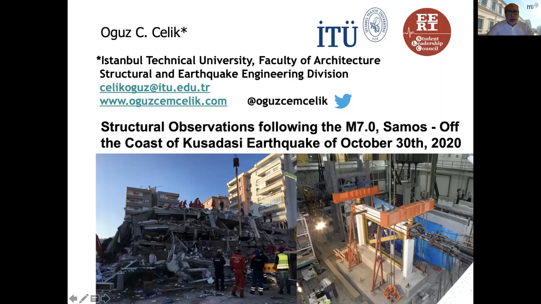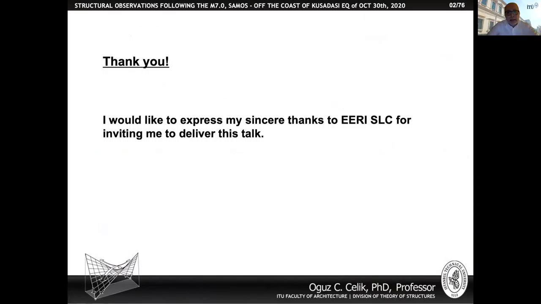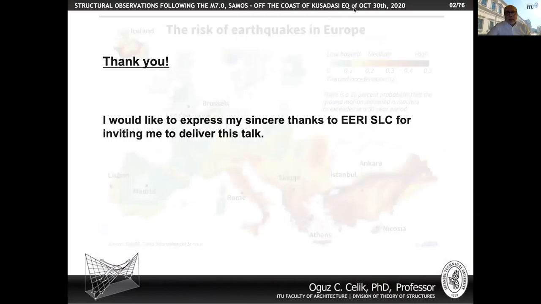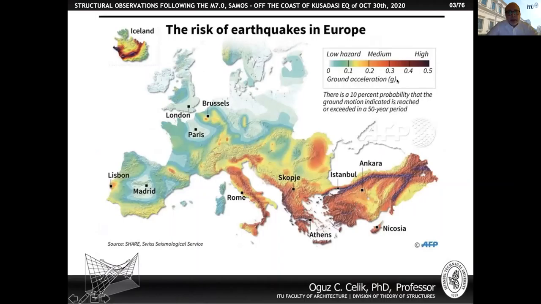Today, I would like to talk about structural observations following the 7.0 Samos, off the coast of Kuşadası earthquake of October 30th, 2020. We have two images on the slide. The left one is the collapsed, very well-known apartment building, kind of a landmark of this earthquake. And the right one is from our university lab, where we're testing non-ductile reinforced concrete frames retrofitted with some metallic devices.